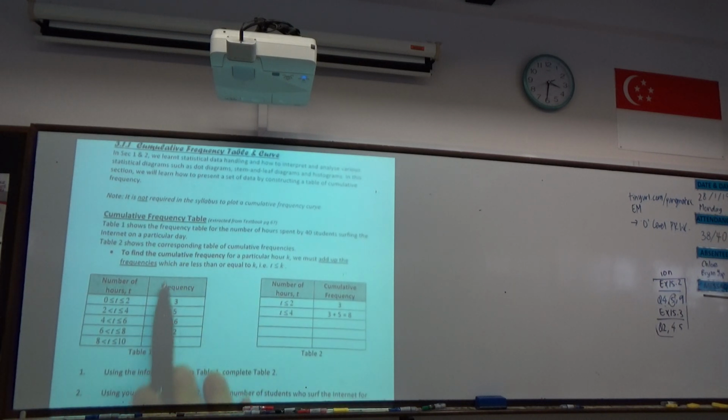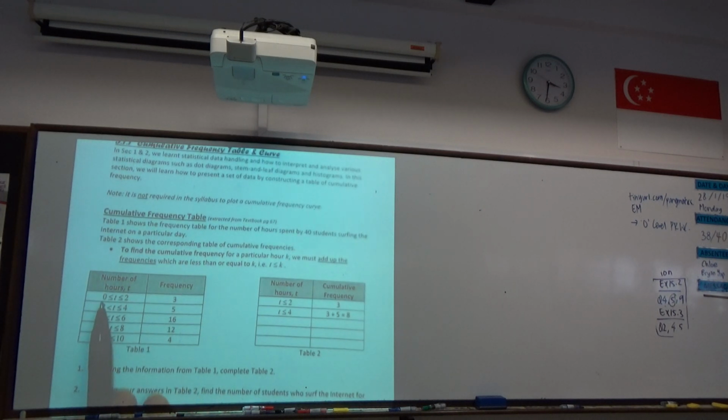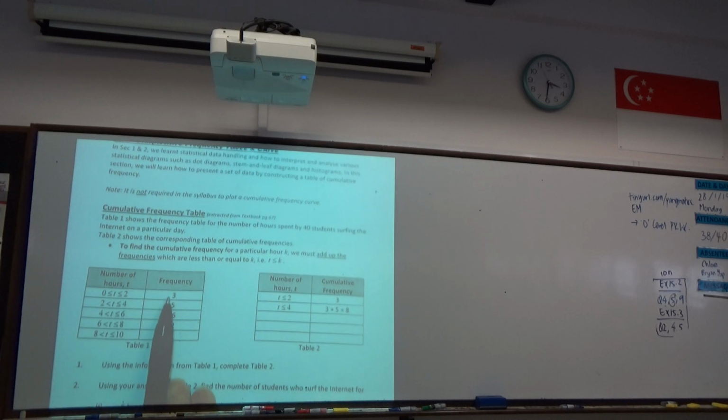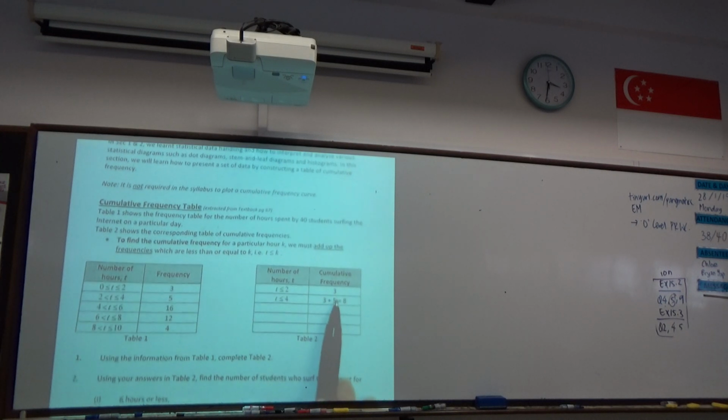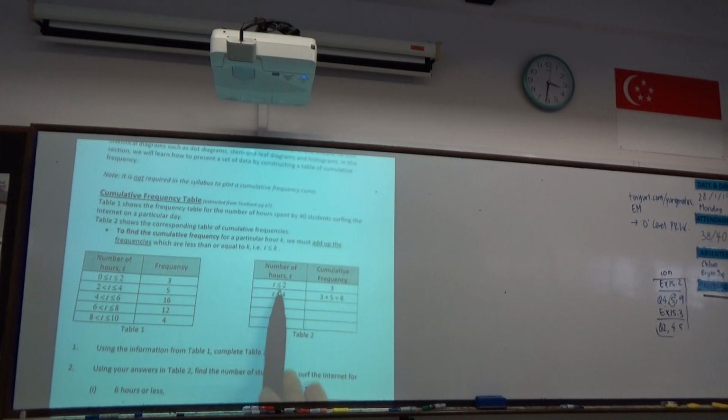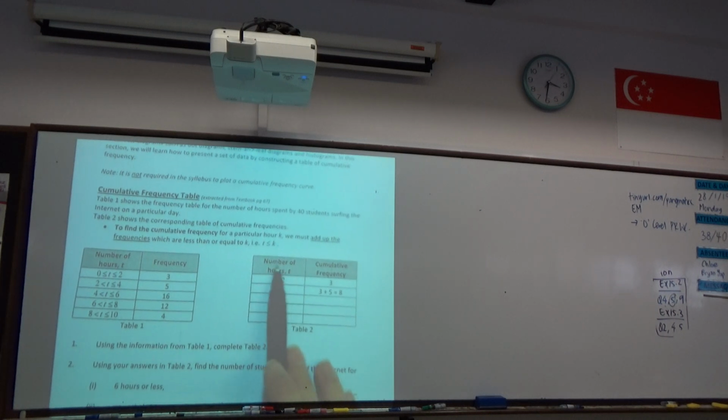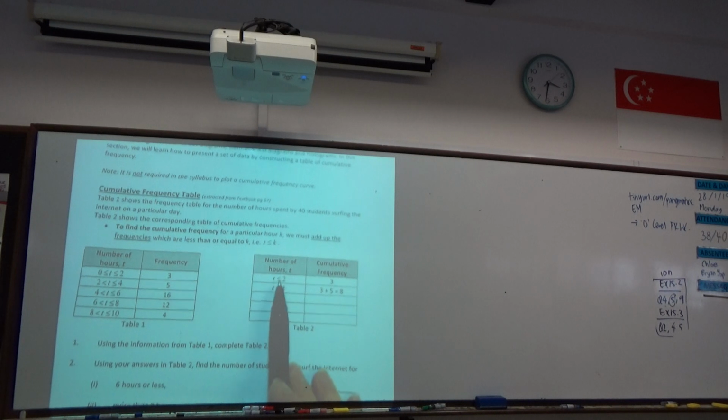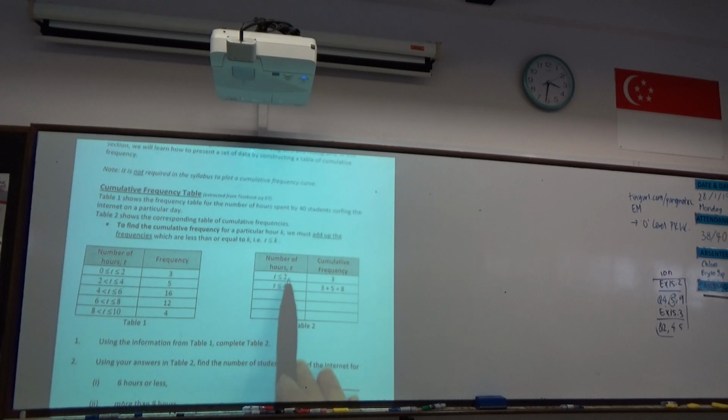Table 1 shows the frequency table for the number of hours spent by 40 students surfing the internet on a particular day. For the number of students that spend 0 to 2 hours, that will be 3 students. That is the frequency. To find the cumulative frequency, we will be looking at the intervals that add up to a particular hour. So for example, less than or equal to 2 hours, there will be 3 people.